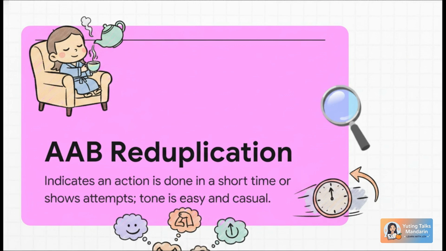So, what exactly is this AAB reduplication all about? Well, it simply means taking a standard two-character verb and just doubling that very first character. And doing this actually does something magical to the meaning of the word. It really does. It basically tells the listener that the action is going to take a very short amount of time, or that it's just a really quick, low-pressure attempt at doing something.